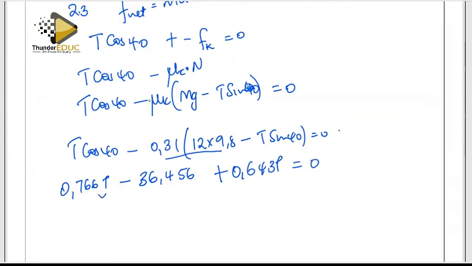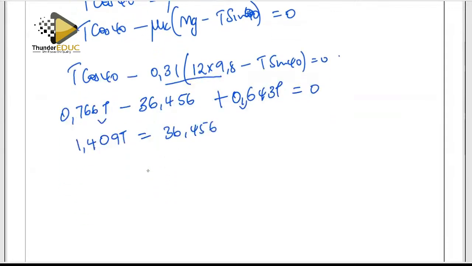Then I need to add this and that. So when I get that answer of mine, and then I add the 0.766, I end up with 1.409T, which is equivalent to 36.456. Then I'll divide both sides by 1.409. Then what is T giving us?